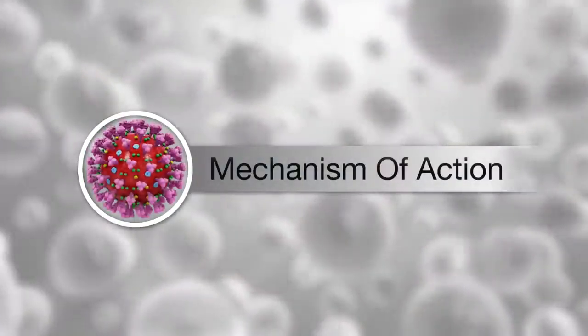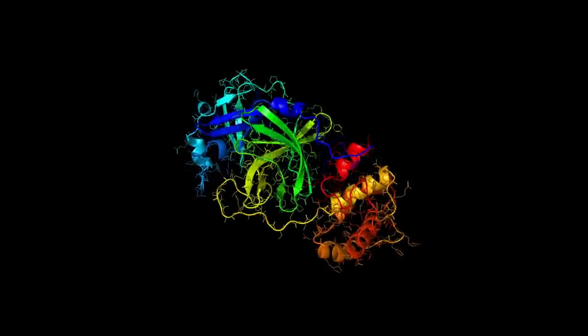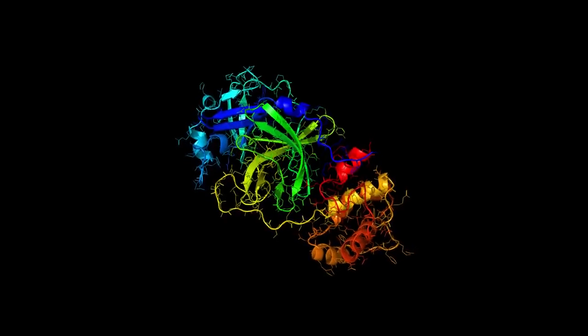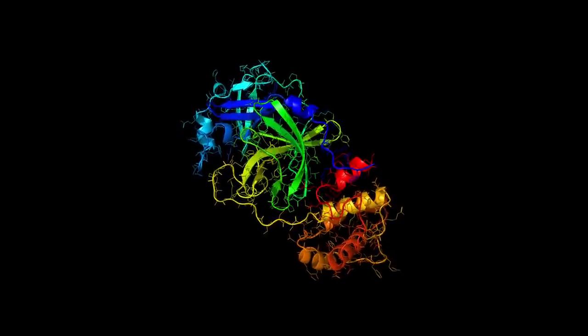Mechanism of action of coronavirus. The 2019 novel coronavirus cell death. It should be noted that the mechanism of action for 2019 novel coronavirus is unknown. However, scientists in China have sequenced the genome, while others have used the sequencing to visualize the structure.